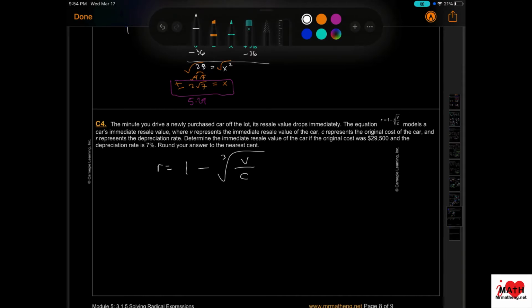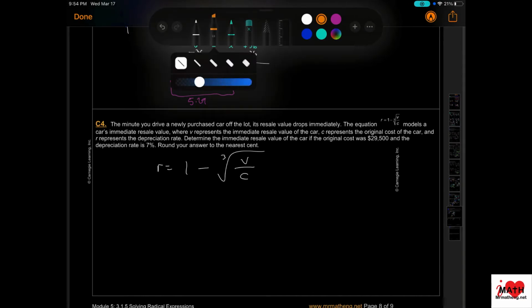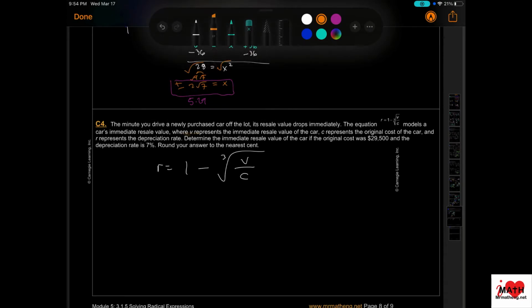Because they're probably going to tell us a bunch of stuff. Does that make sense? And I might as well just start plugging in, where V represents the immediate resale value of the car. Okay.